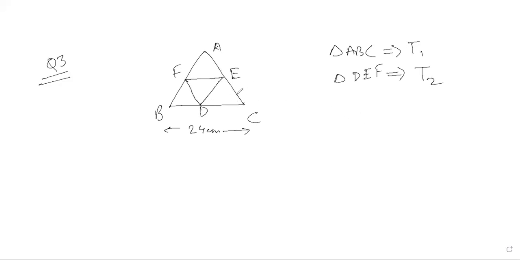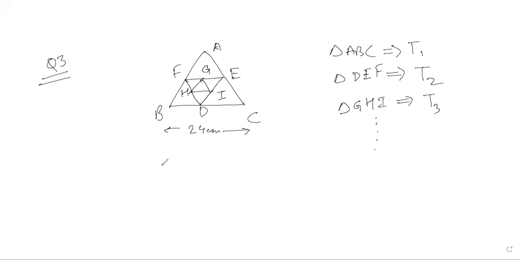Similarly, DEF is also an equilateral triangle. Again, we will have three midpoints. So this point, say D, this is G, then this is H, and then this is I. So GHI will be the triangle which is formed by joining the midpoints of triangle DEF, and it will be called T3. Like that, this process will go on infinitely.